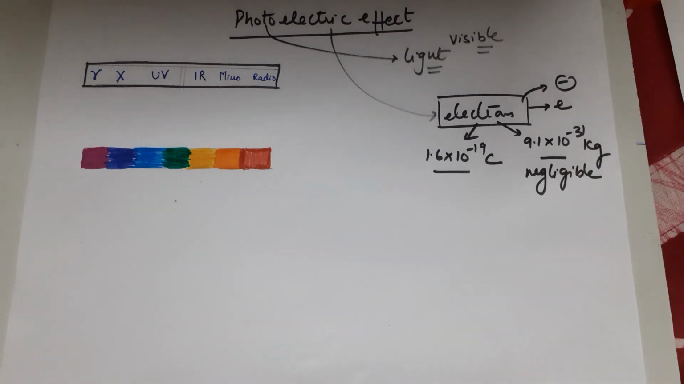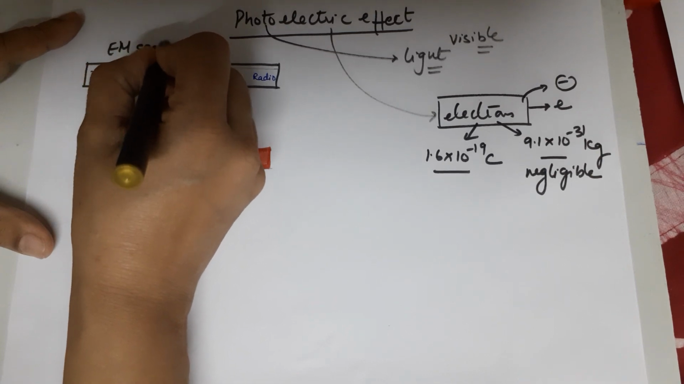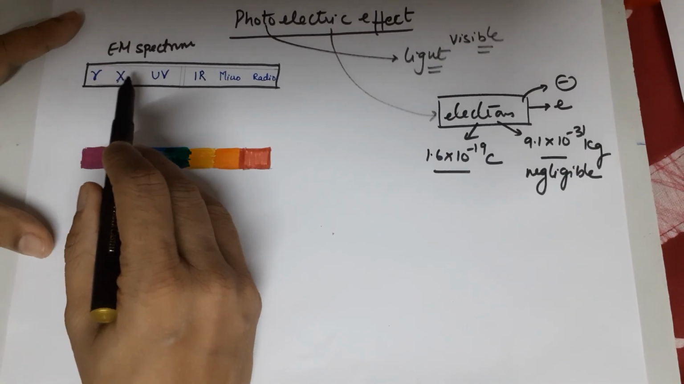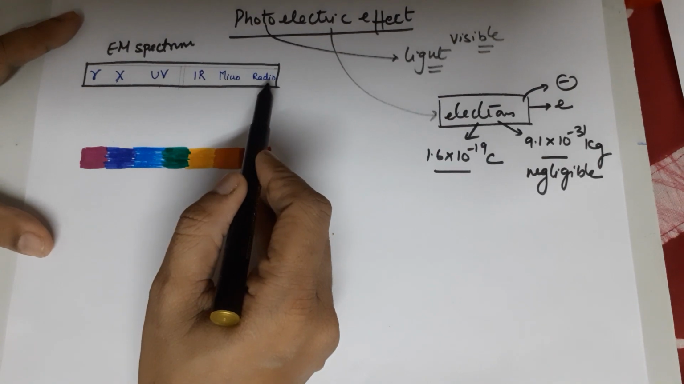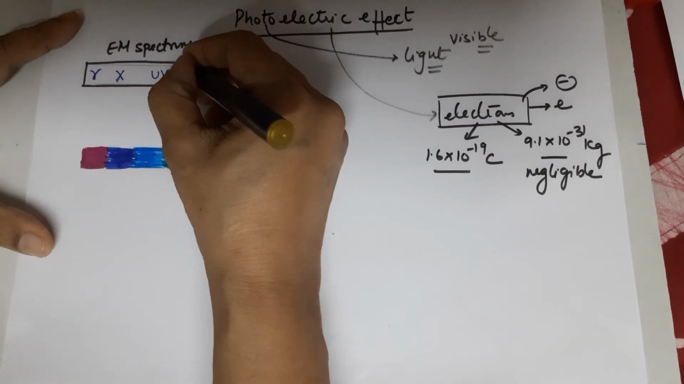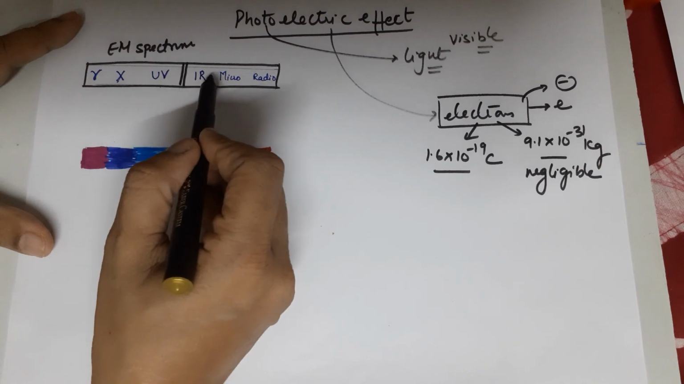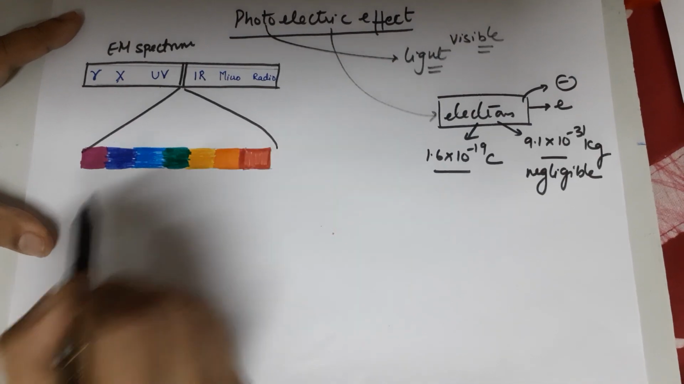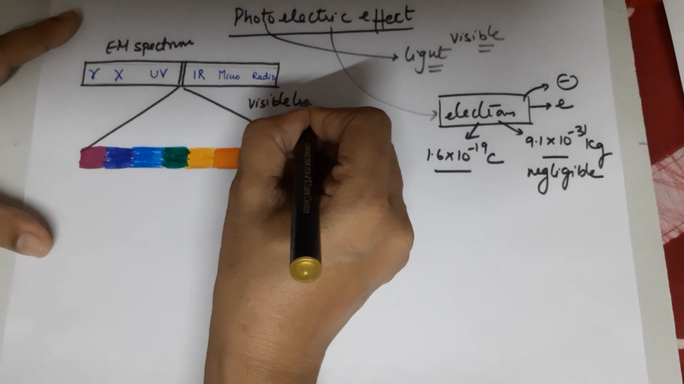Now coming to the light part. The electromagnetic spectrum consists of all possible radiations: gamma rays, X-rays, ultraviolet rays, infrared rays, micro rays and radio rays. Out of all these microwaves and radio waves, our interest is in this small part which comes between ultraviolet and infrared. This small part is your VIBGYOR, that is the visible light.